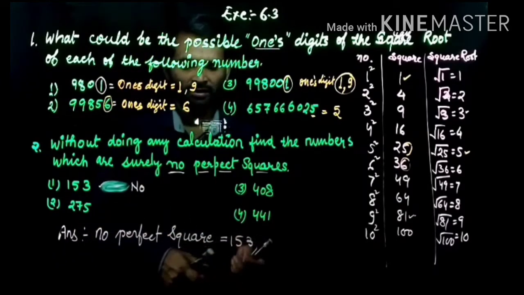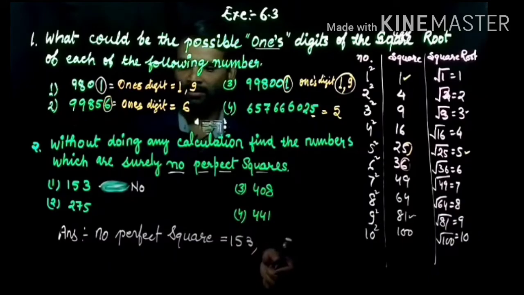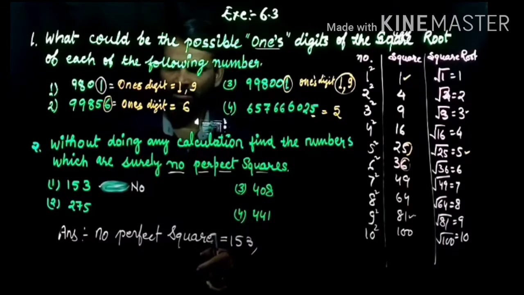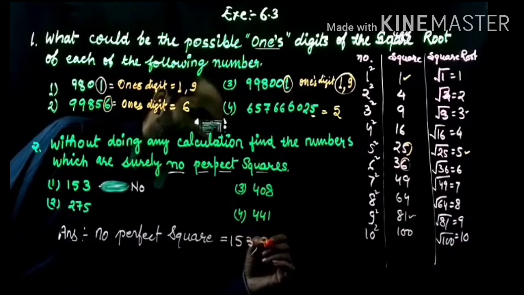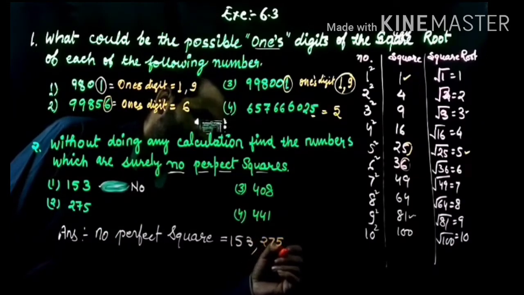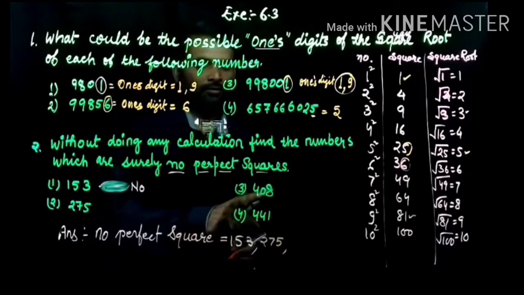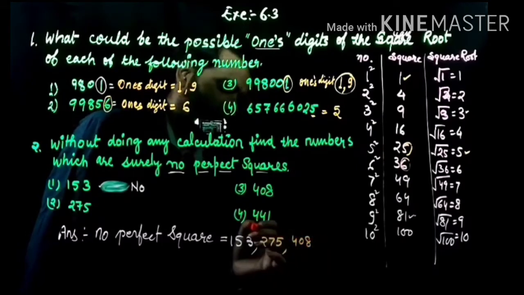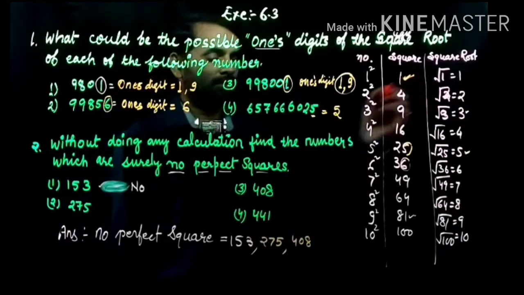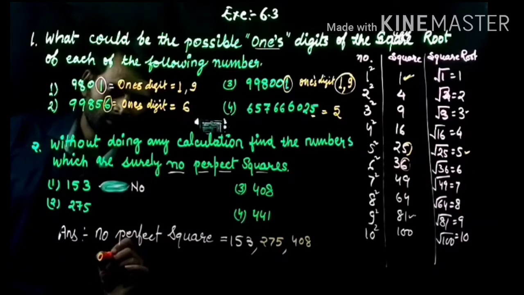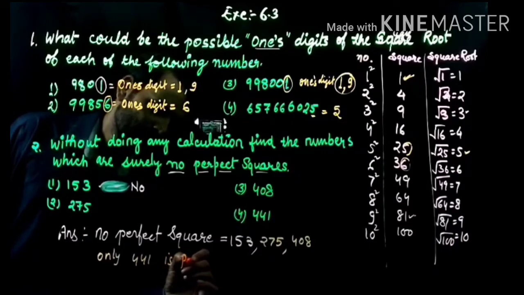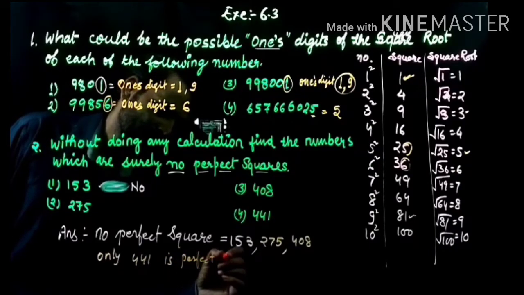275, this is the 75, is it 275? Okay, and 48, it has not come to 8, that will be 408, and 441 will come with the 4. Okay, so 441 is a perfect square.